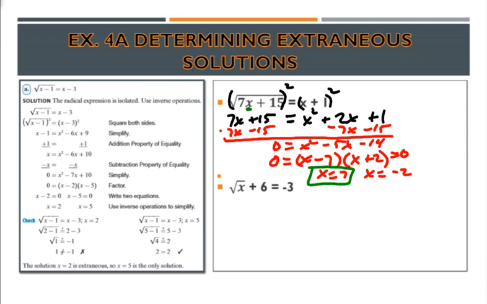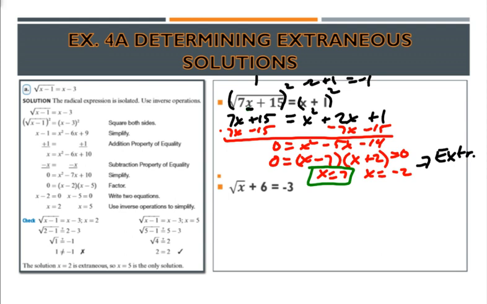What if we put a negative 2 in for x? 7 times a negative 2 is a negative 14. Negative 14 plus 15 is a positive 1. The square root of a positive 1 is 1. If I put a negative 2 plus 1 equals a negative 1. 1 does not equal a negative 1. So this is extraneous. So we do not include negative 2 in our answer. So the only answer we can have is x equaling 7.